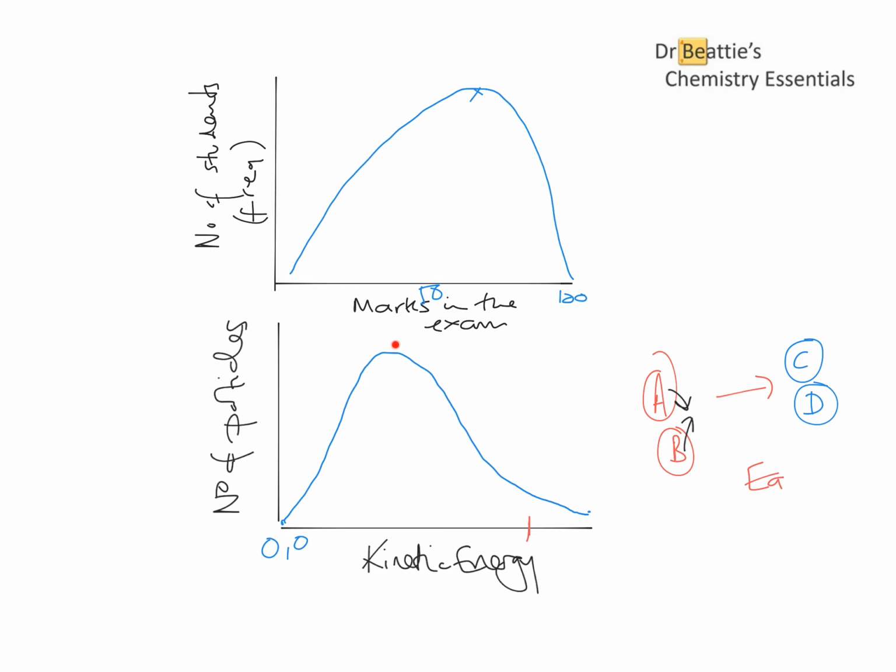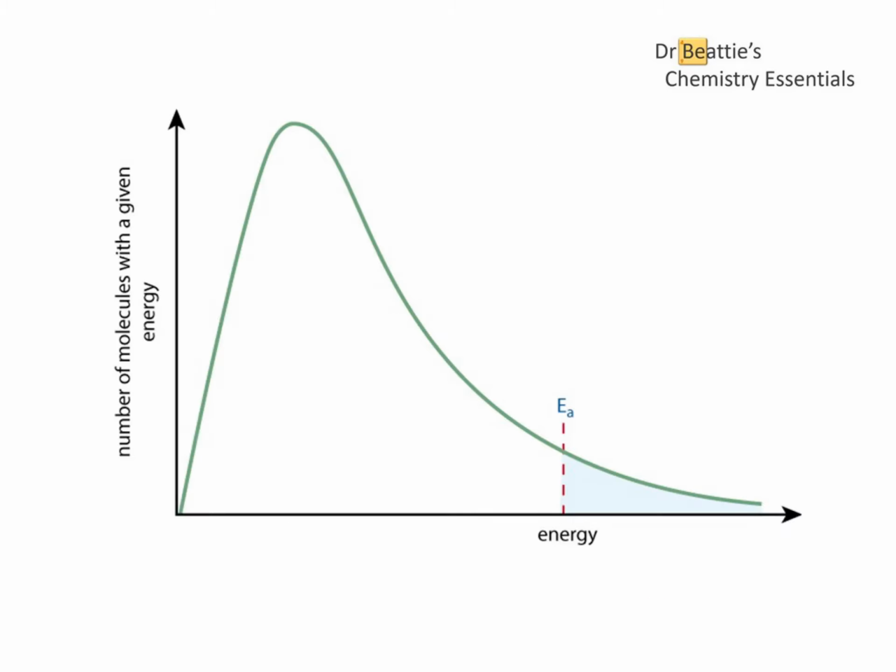Now you can see the mean average, the most probable energy for our particles is here. And so you could read that off the graph down here. And going back to our activation energy, if we extend this line, you can clearly see that any particle found under the area of the curve here of this distribution, they will undergo successful collisions.